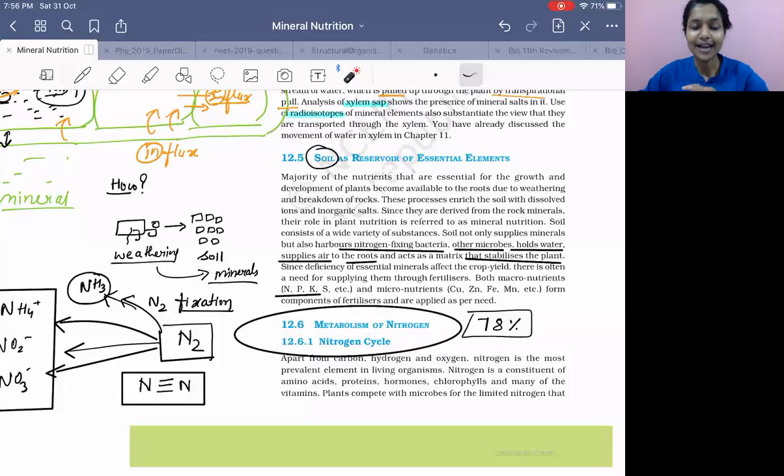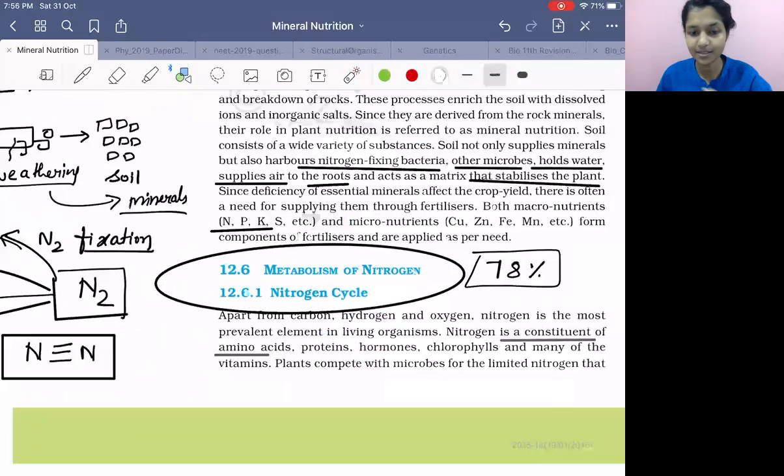Got it? So nitrogen is very, very important for the growth and development of the plant. It can be the constituent of protein. Basically, it is the same thing. Amino acids will make protein. Hormones are nothing but proteins. Most of the hormones are what? Proteinaceous. Chlorophyll, many of the vitamins, all of them will have nitrogen in them, right?